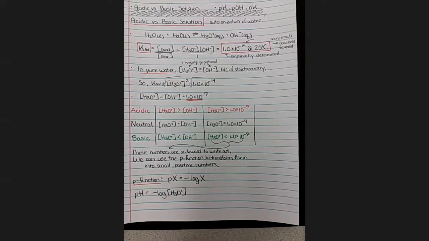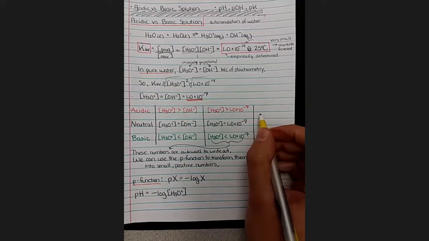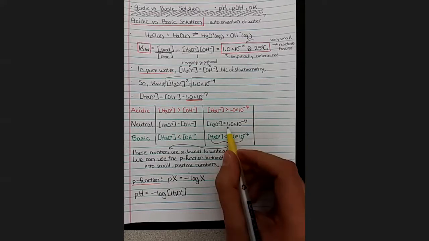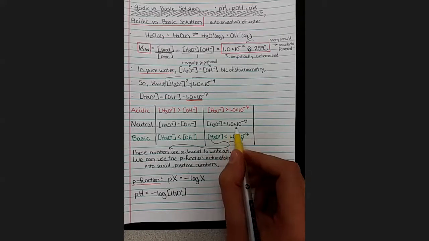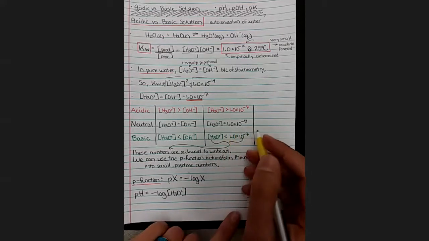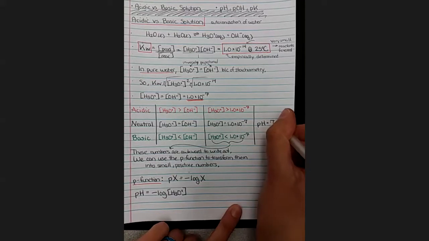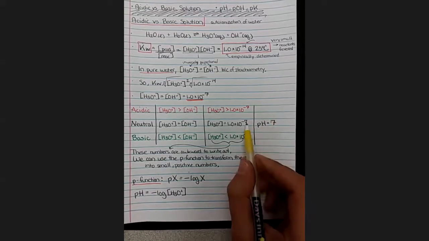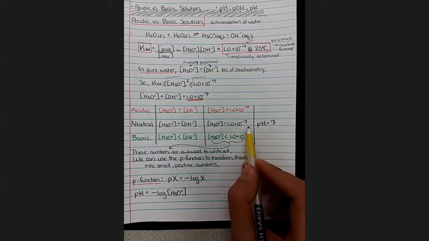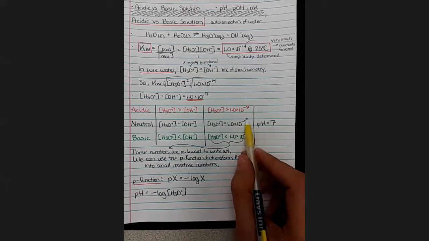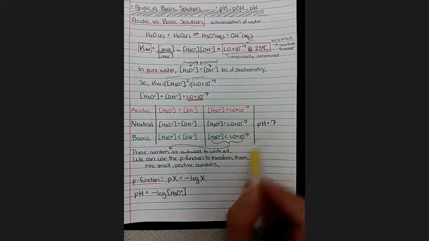So that's really helpful. Let's go back and transform the numbers that we had here. If we take the negative log of this H3O plus concentration at neutral of 1 times 10 to the negative 7th, we get a pH of positive 7. Note how the exponent matches the pH value. So this is going to be a hint as to what the pH will look like.